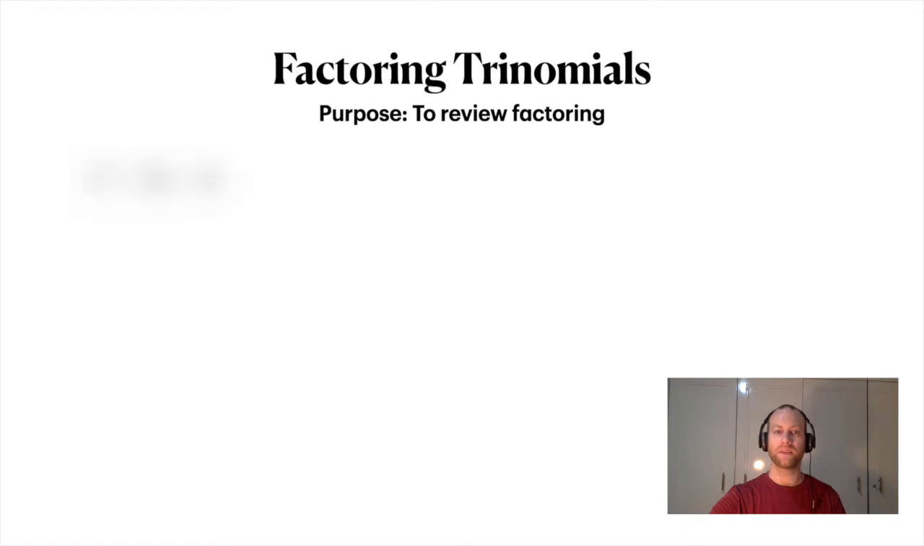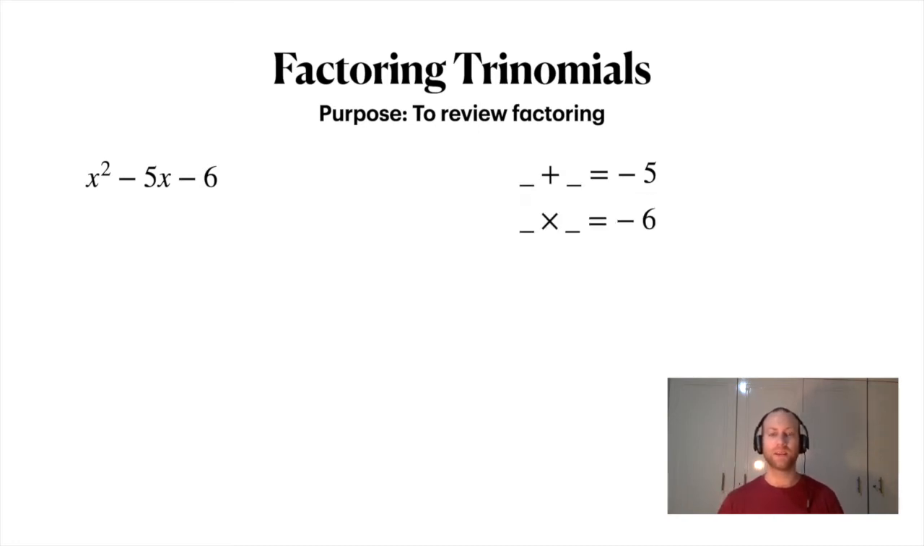Now let's look at factoring trinomials. So here's an example. We've got x squared minus 5x minus 6. The strategy I always teach for this, at least at the beginning here, is you need to find what two numbers add up to give you the minus 5 that's in the middle, and those same two numbers need to multiply to give you the last number, minus 6.